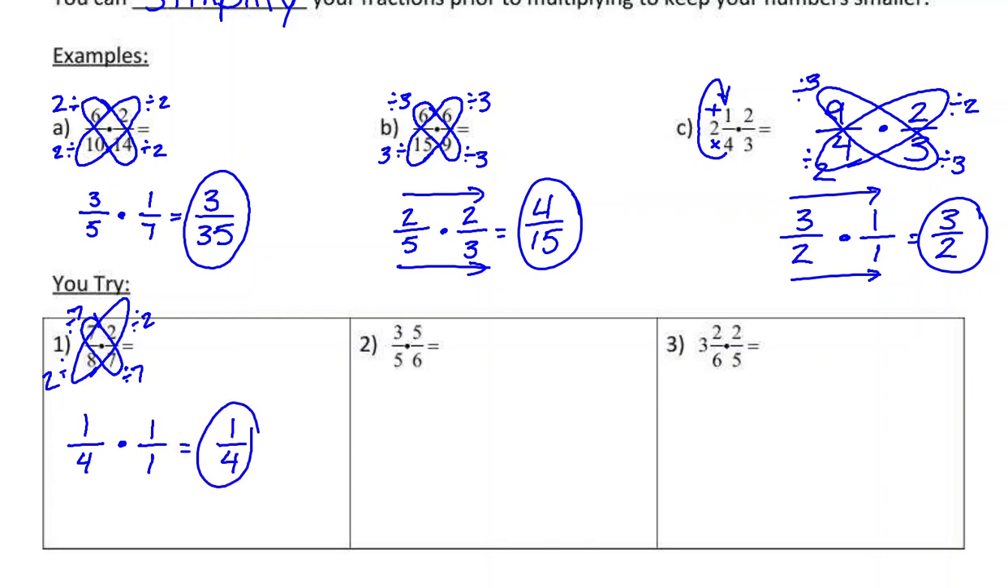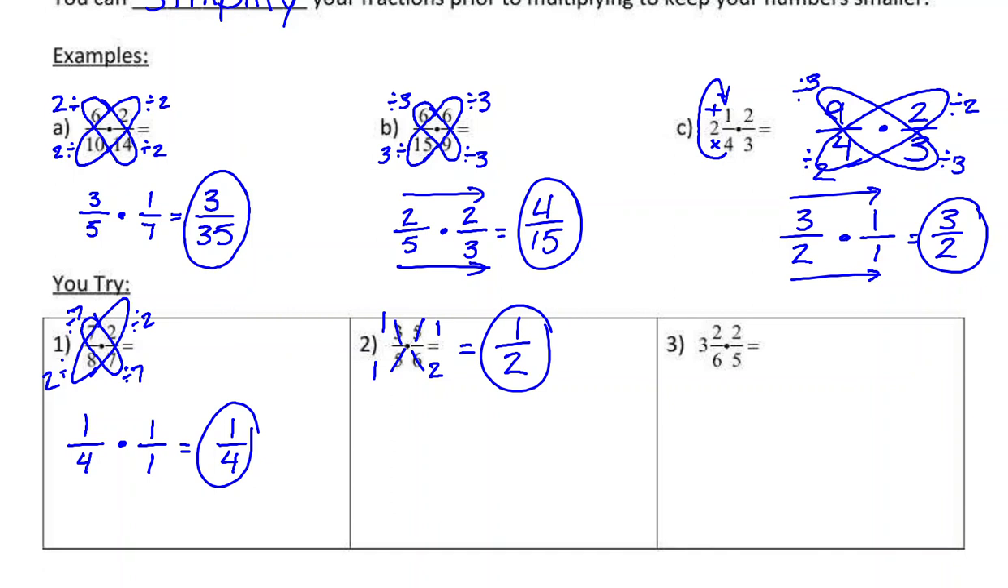The other method you can use instead of writing the division, I know that both 3 and 6 can divide by 3. So this 3 divided by 3 will turn into 1. 6 divided by 3 will be 2. 5 divided by 5 will be 1. Another 5 divided by 5 will be 1. And then just multiply that way. But I think the method with the circling is going to be better for some of you.